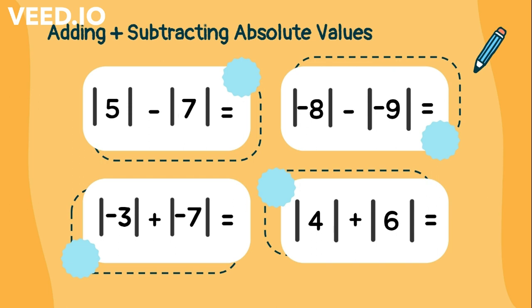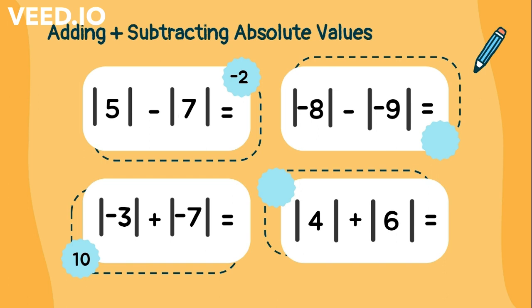So now I will begin to solve these out. The absolute value of 5 minus the absolute value of 7 simplifies to 5 minus 7, so the answer will be -2. The absolute value of -3 plus the absolute value of -7 simplifies to 3 plus 7, and that equals 10. The absolute value of -8 minus the absolute value of -9.